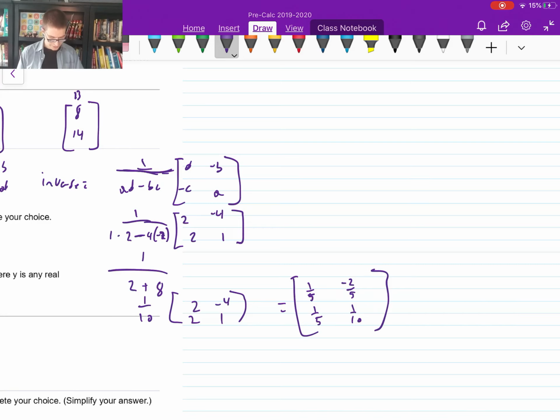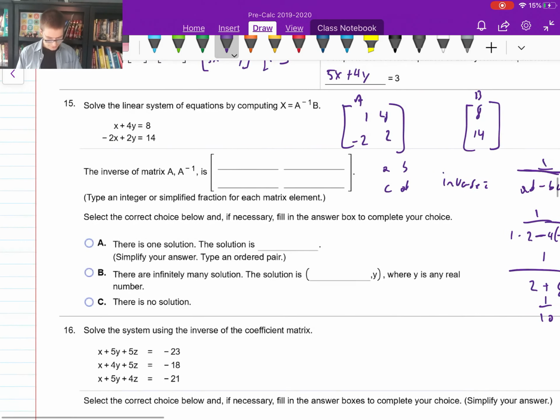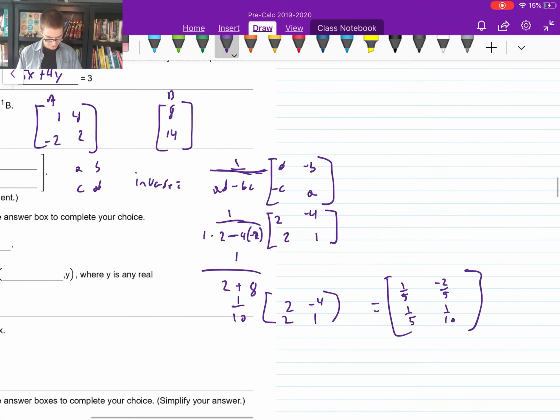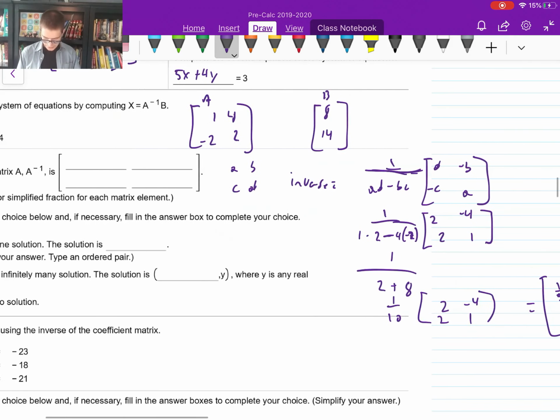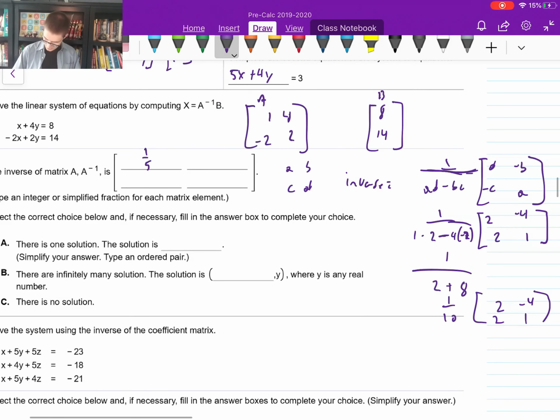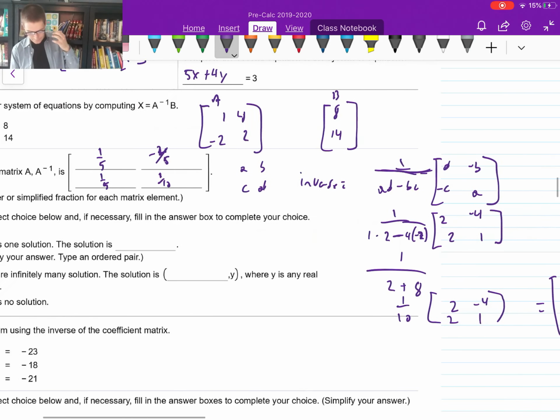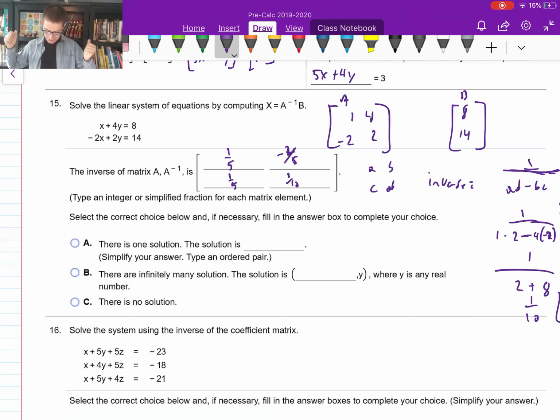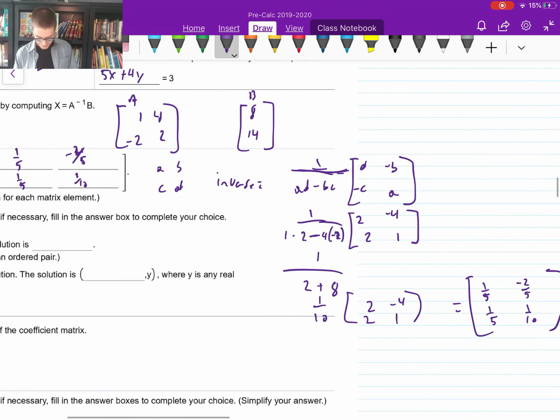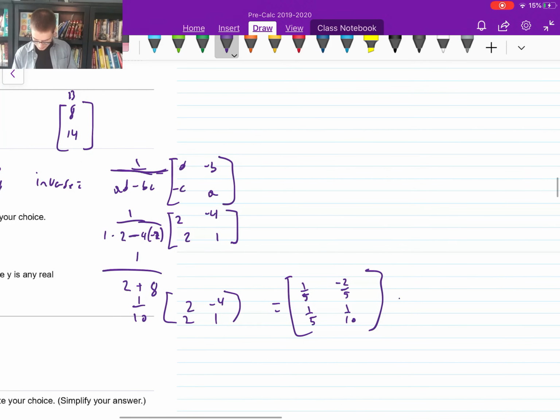That is our inverse matrix, assuming we haven't done something terribly wrong. And yeah, 1/5, negative 2/5, 1/5, and 1/10. That seems about right. So we'll go ahead and do that. Okay, so now we have to multiply that by matrix B. If we multiply that by matrix B, we get this. Matrix B is 8, 14.